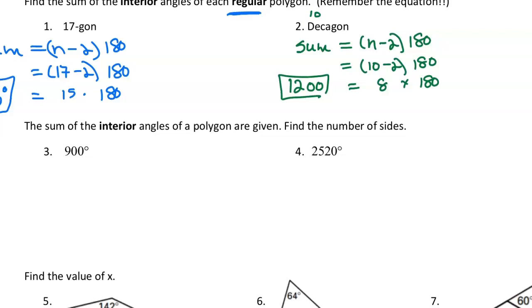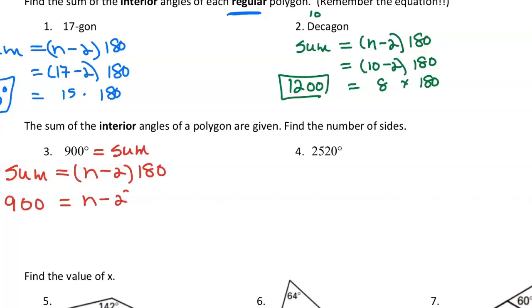Find the number of sides. So this is your sum. So what do we know? We know that the sum equals n minus 2 times 180. Okay, in this case, they gave us the sum. Under the word sum, you're going to write 900. And I would strongly suggest you do it exactly this way. When you're in a math class or a physics class or a chemistry class or a biology class and they give you a formula, this is how you want to use the formula. Okay, divide both sides by 180.